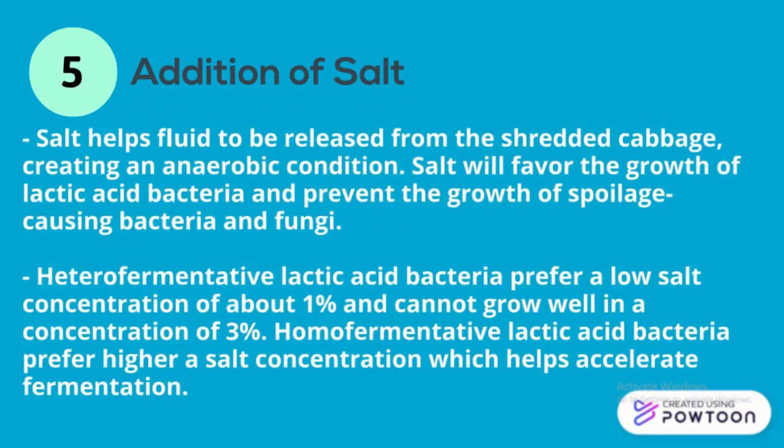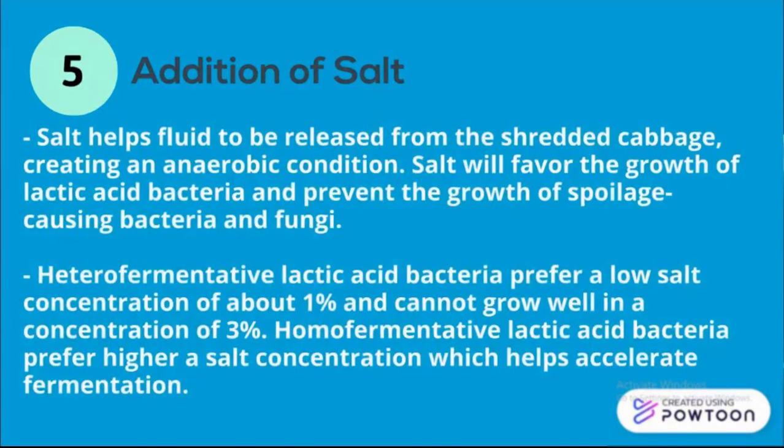Fifth, addition of salt. Salt helps fluid to be released from the shredded cabbage, creating an anaerobic condition. Salt will favor the growth of lactic acid bacteria and prevent the growth of spoilage microorganisms. The concentration of salt added affects the type of microbial population and the sensory quality of sauerkraut.